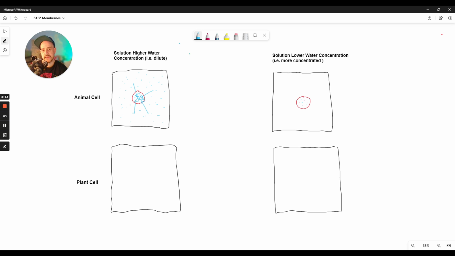So let's make a wee note of that. When an animal cell is put into a higher water concentration solution, water enters via osmosis. Again, be really explicit if you're ever asked to describe this. Say it's by osmosis. That's going to get you a mark. And then the cell will swell and burst.